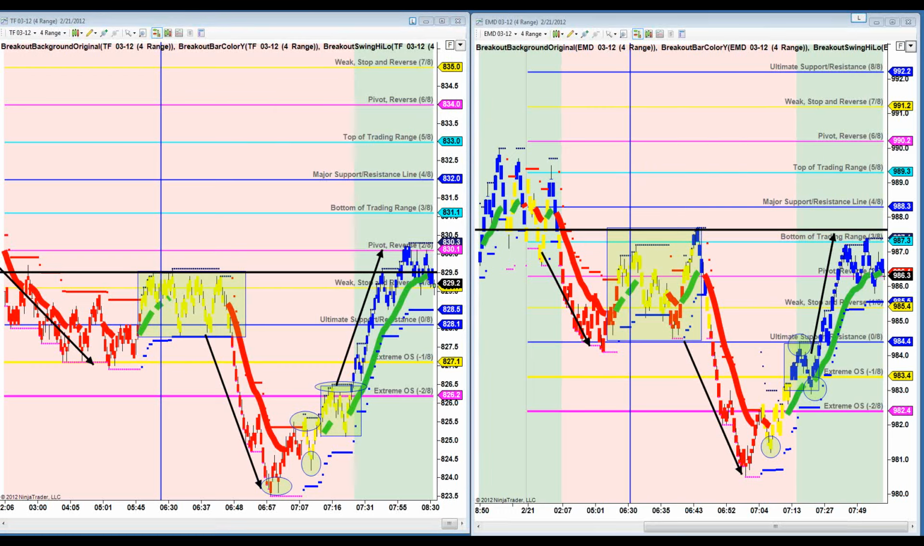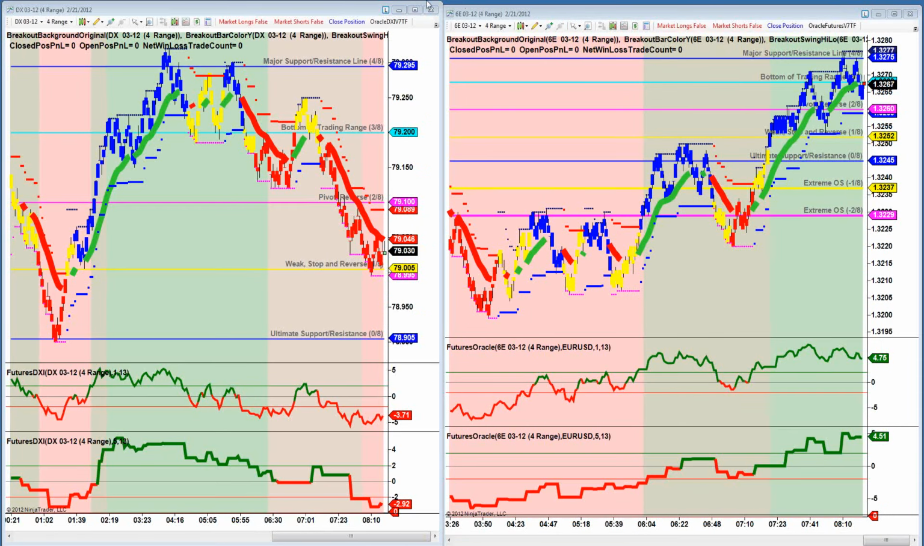Hold on a second, please. Are we ready? All right, here we go. Let's come over to screen 3 real quick. All right, here's screen 3. Should see the dollar index and 6E. Do we see the dollar and 6E? Yes. Okay. All right, good.